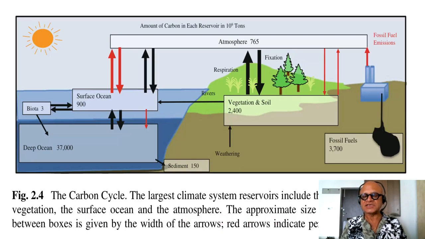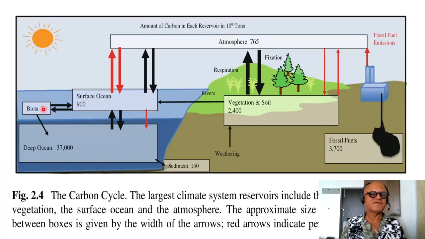The approximate size of exchanges or fluxes between the boxes is given by the width of the arrows. Red arrows indicate perturbation by human beings. So just look at the stock sizes or reservoir sizes. These numbers keep changing quite rapidly because every year we're increasing these. You can think of this as basically twice the concentration of CO2 in ppm. So we are around 420 now, so this number should be up to 840 gigatons. So this is the amount of carbon in each reservoir at 10 to the 9 tons, which is a gigaton.